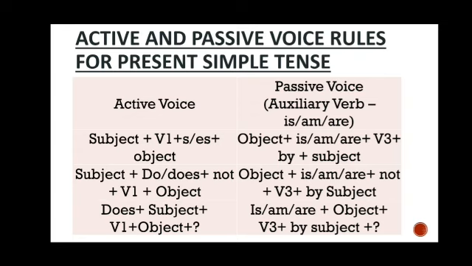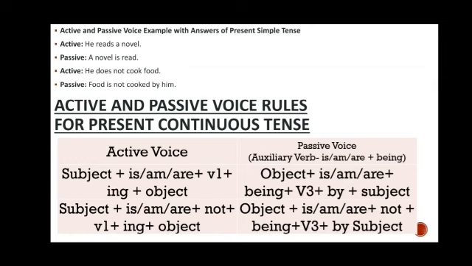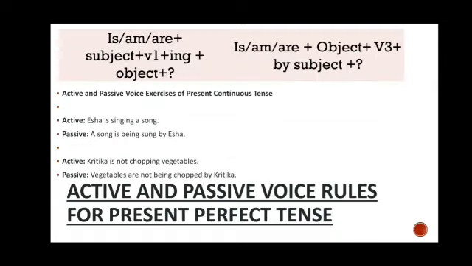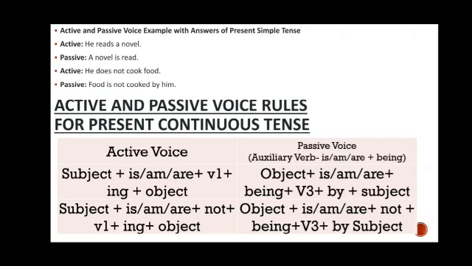Okay, now see the example. अब इसके एग्जाम्पल क्या है एक्टिव पैसिव में? He reads a novel. Okay, now what did we say here? He reads a novel. Now when we change it, it will be a novel is read by him. Okay, here him is not written, but you will write a novel is read by him. He does not cook food. So food is not cooked by him.